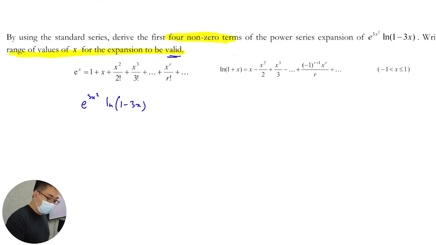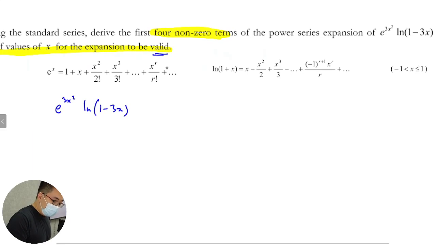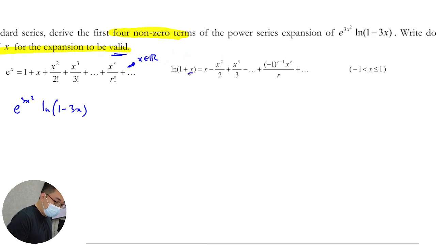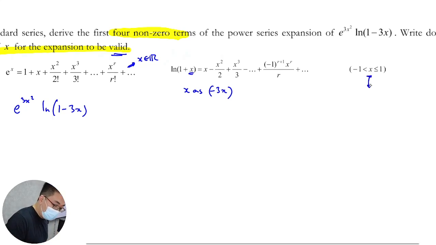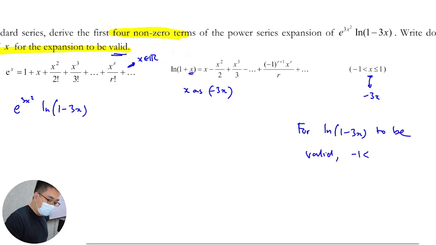So this is what is going on. For the validity, the exponent here is for all real values of x, so it really doesn't matter what you substitute in. So that is okay. For the ln one, because you substitute x as negative 3x, any issue there? In other words, your validity here will also substitute as minus 3x. So for ln(1 − 3x) to be valid, we have minus 1 less than minus 3x less than 1.